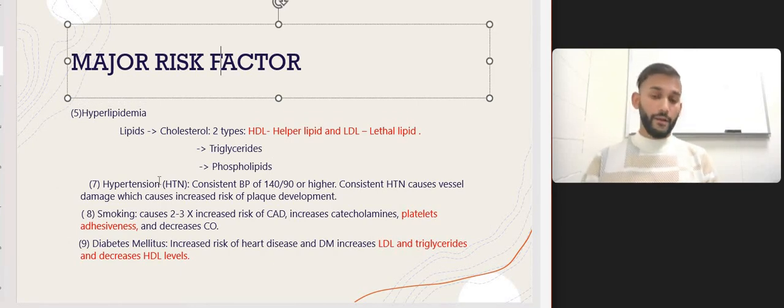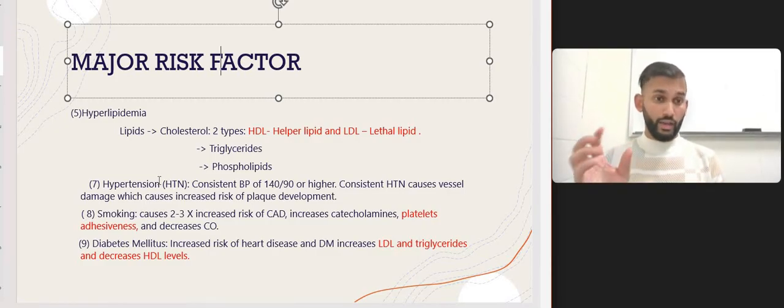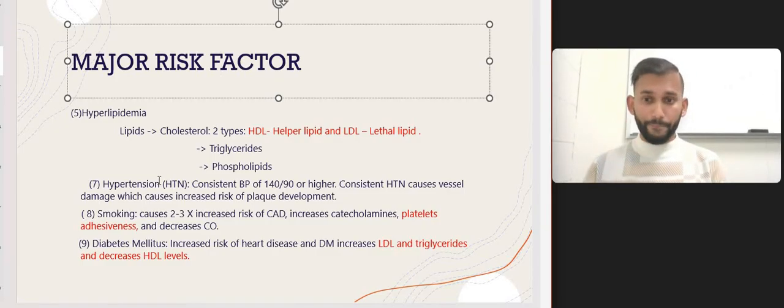Hypertension. Anything with a blood pressure of more than 140/90 over a period of time can cause strain on the blood vessel, which puts us at a higher risk of plaque buildup on the lining of the artery. We can have the plaque buildup.